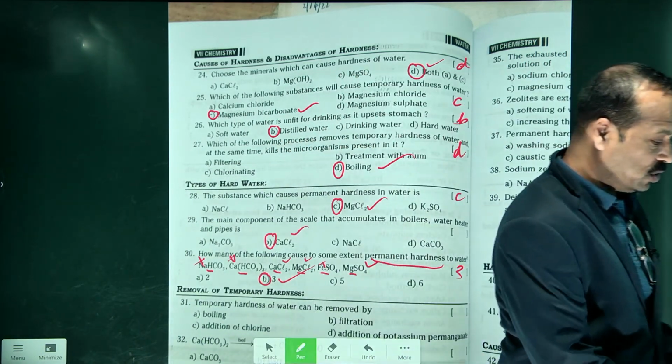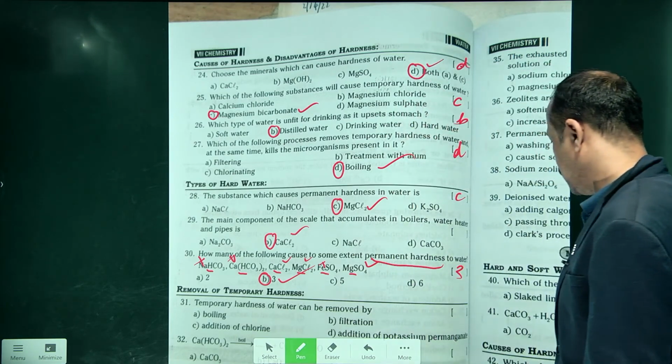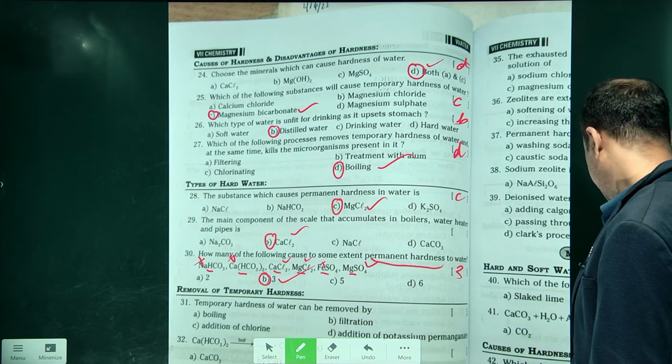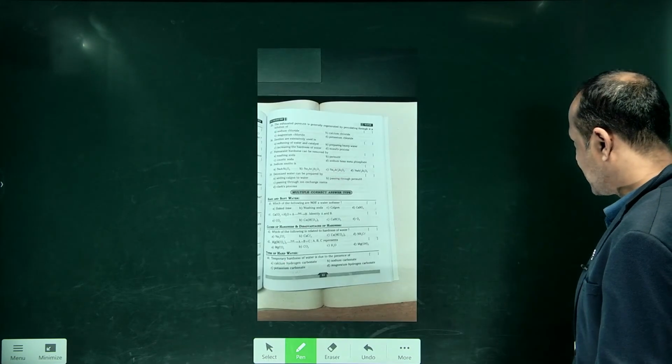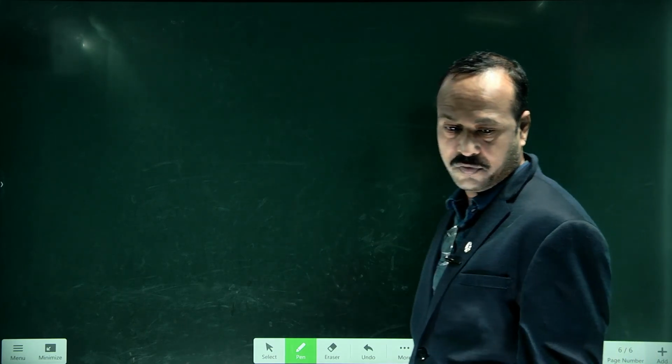Right. So, today we have done 30 questions. Today we stop with this one, and in the next class we complete the remaining part.